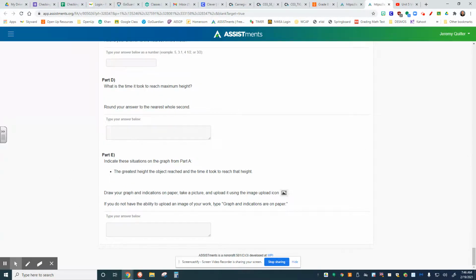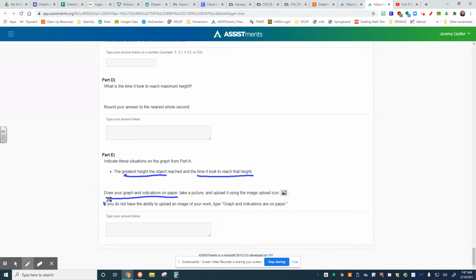And then finally, for letter E, it says indicate these situations on the graph from part A. When we're talking about indicating this on the graph from part A, you have a couple of options. You can go and make a screenshot of that part A of the graph and graph the points of the highest or the greatest height of the object and the time it took to reach that height. It says draw your graph and indications on paper. Take a picture and upload it using your image upload. Since we have the Chromebook, since this is something we can do, take a screen capture and go ahead and mark those points on it and then put that picture in there.